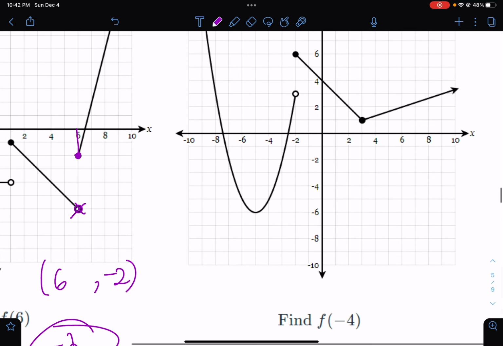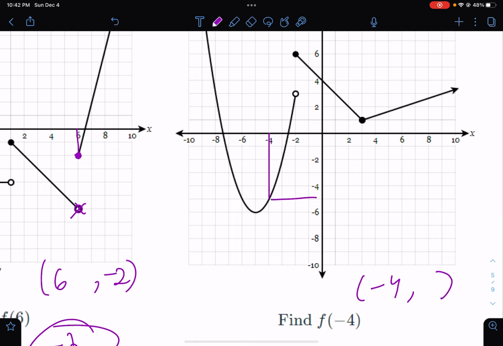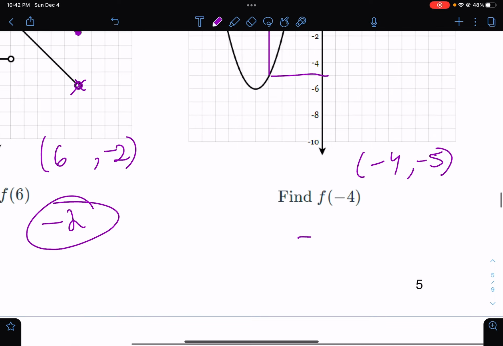And then we've got f of -4. We've got our input of -4. What's our output here? That is going to be -5. So our answer would be -5.